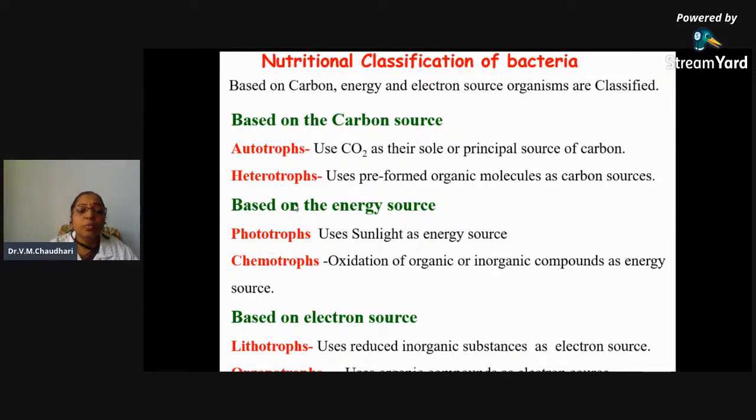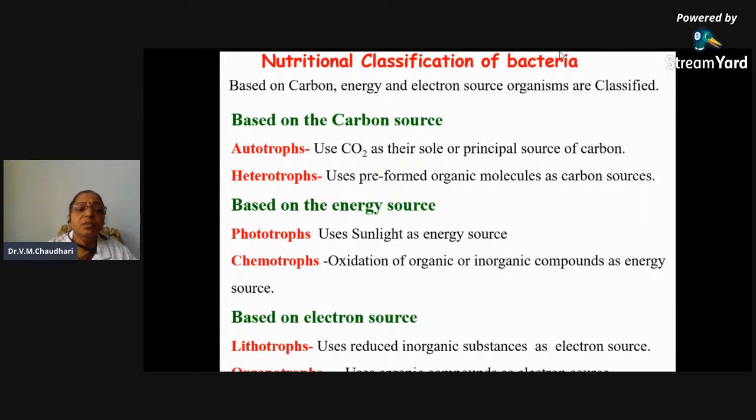Then photoheterotrophs, that is, they utilize organic compounds but utilize sunlight as the energy source. Chemoheterotrophs, that is, these organisms use organic molecules as the carbon source and organic molecules as the energy source. So combinedly, organisms are also classified based on carbon and energy source.